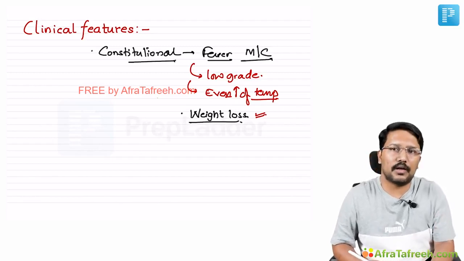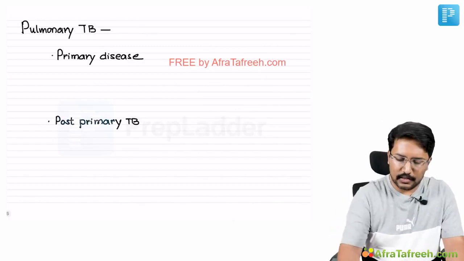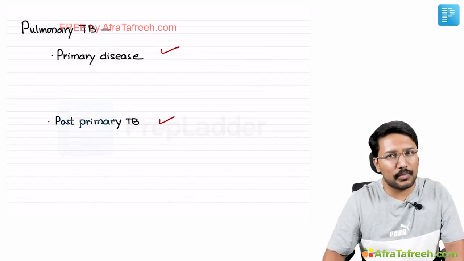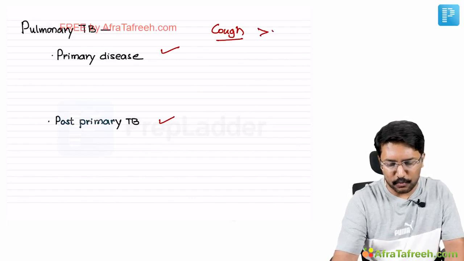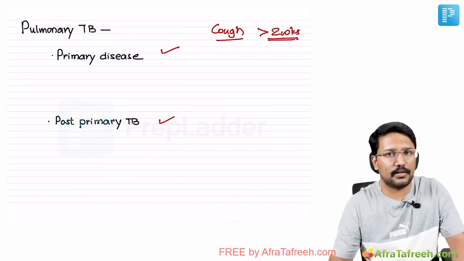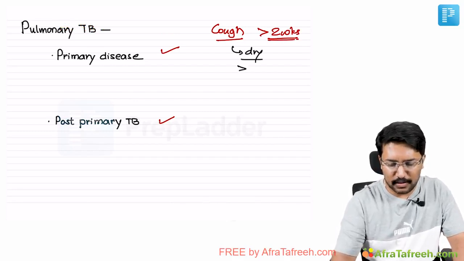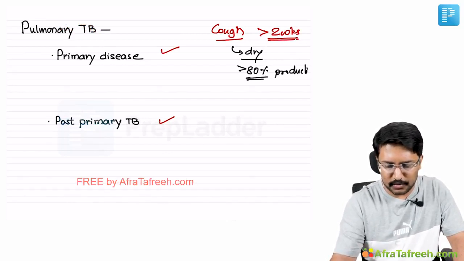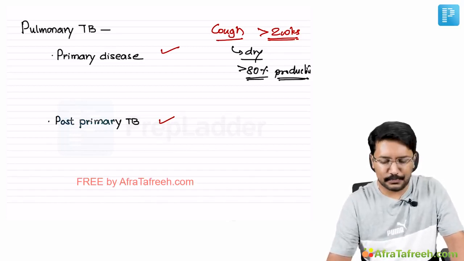Now, the rest of the symptoms and clinical features of tuberculosis will obviously depend on the affected organ. Starting with pulmonary tuberculosis, whether it is primary or post-primary, what is the most common complaint of these patients? Cough, which is often chronic, lasting for more than 2 weeks, is the most common complaint. This cough initially may be dry, but eventually more than 80% of patients become productive, right? More than 80% of patients of pulmonary tuberculosis generally have productive cough.